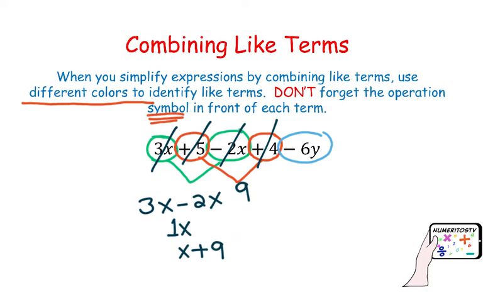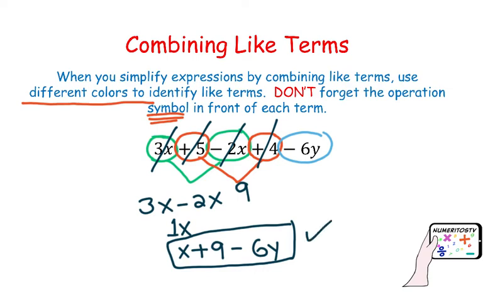And then I can continue with the y term. In this case, I only have negative 6y. I cannot combine it with any other, so I just rewrite it. This will be my expression in simplest form. I cannot add or subtract x's with y's or with constants, so this will be my final answer.